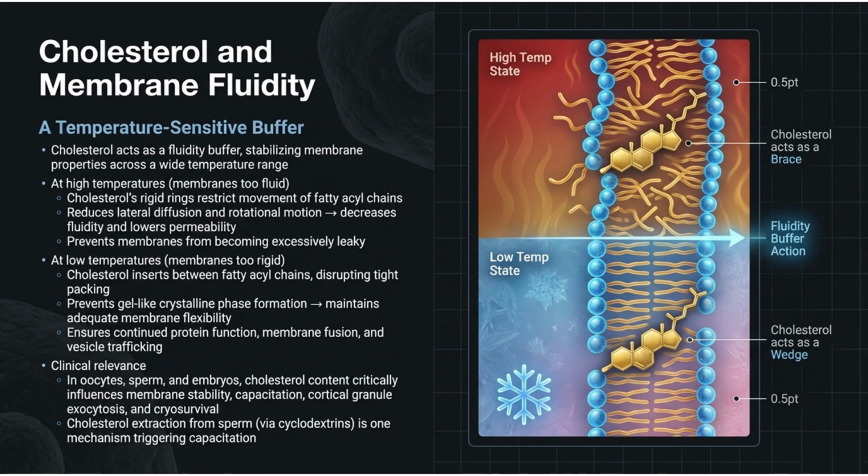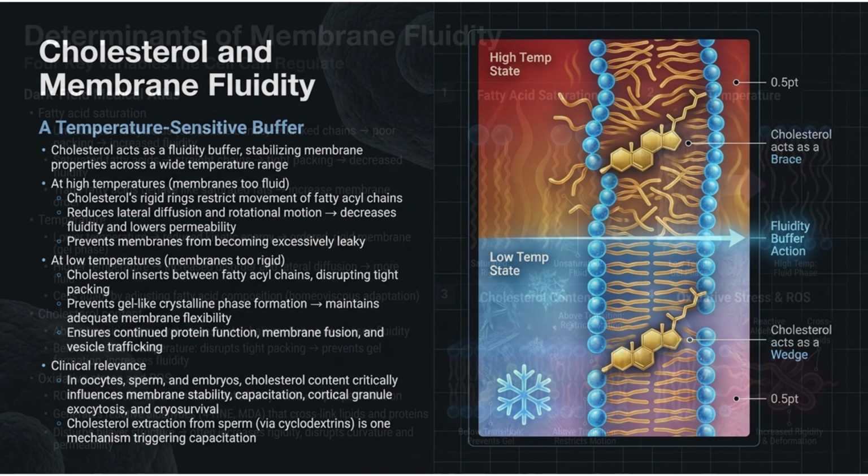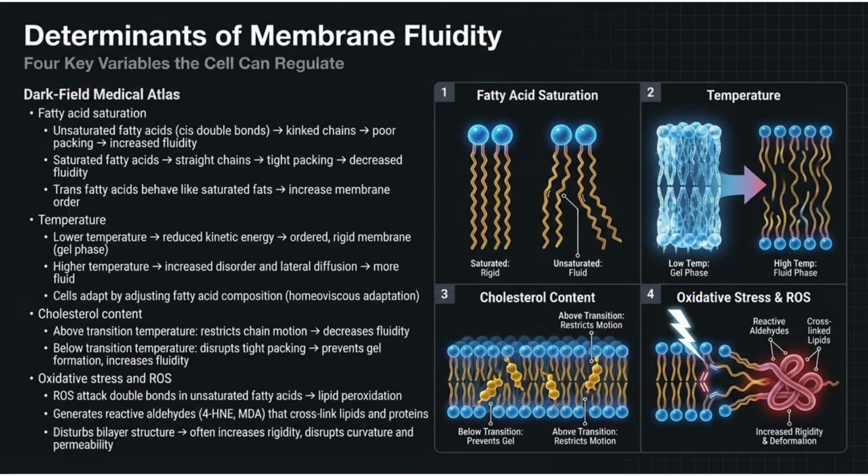Let us now examine the broader determinants of membrane fluidity. Membrane fluidity is not a fixed property. It is a regulated parameter that cells adjust continuously in response to changing conditions. There are 4 principal variables that determine the physical state of the membrane, and each one has distinct clinical implications in assisted reproductive technology. The first and most fundamental determinant is fatty acid saturation.